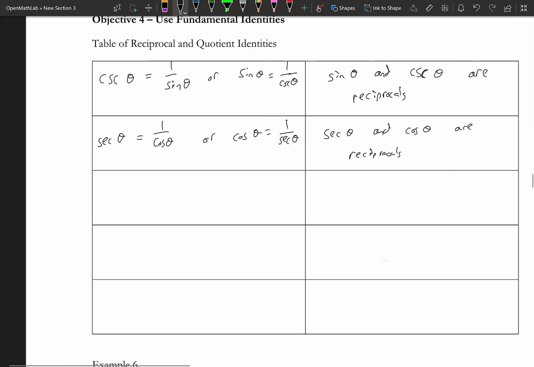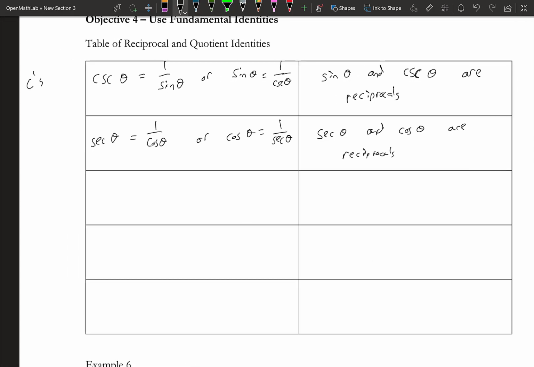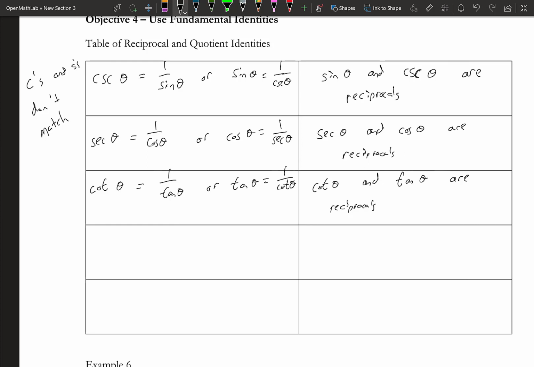So in other words, secant of theta and cosine of theta are reciprocals, right? So remember, the C's don't match. I presented that before. So the C's and S's don't match, so that's an easy way to remember those. And then another one that we know is that cotangent of theta equals 1 over tangent of theta, or we can say that tangent of theta equals 1 over cotangent of theta, right? So cotangent of theta and tangent of theta are reciprocals, right? So like I said, those are things that I've already introduced.